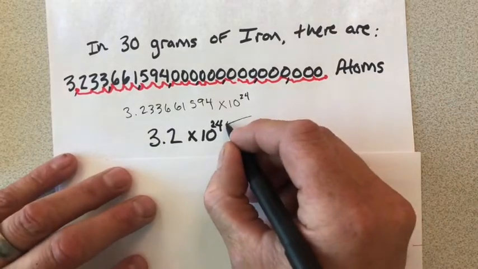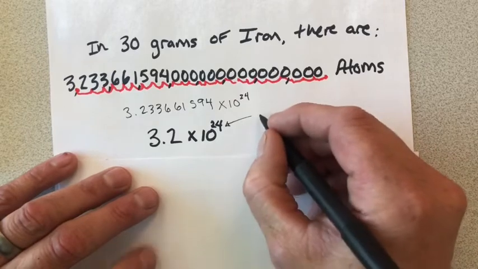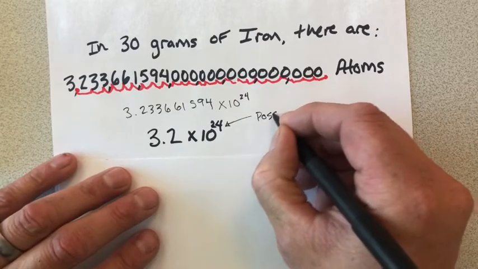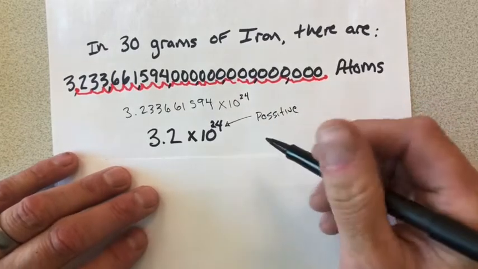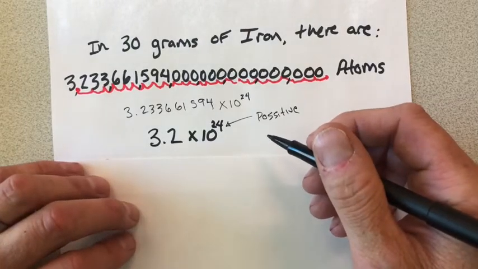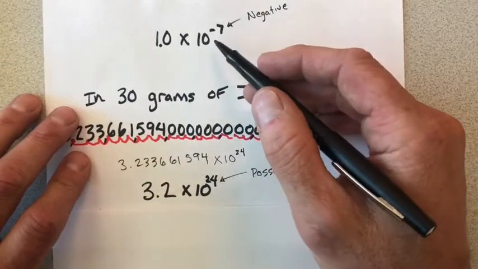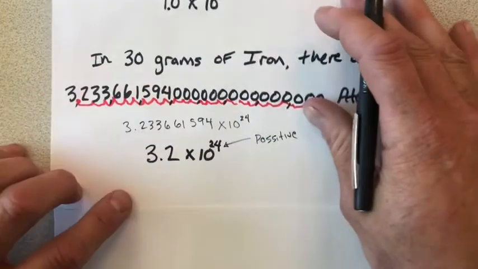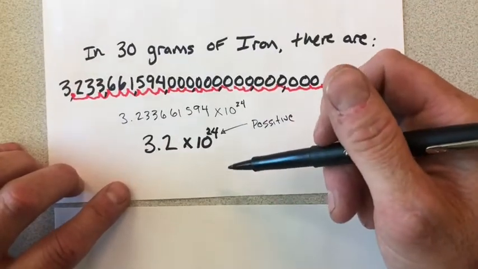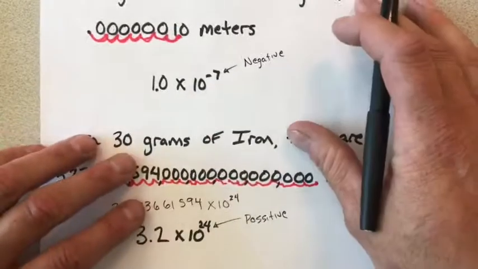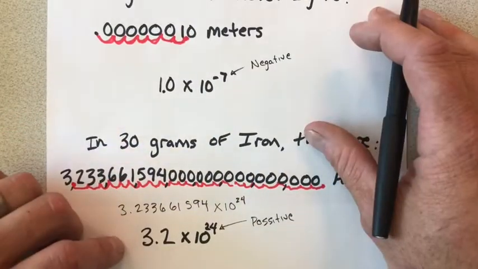The last thing to remember here is that the positive exponent indicates a very, very big number, okay? So just as a rule of thumb, when you see a negative exponent, you're thinking very small, and a positive exponent is a very big number, okay? So that is scientific notation. Hope that helps.